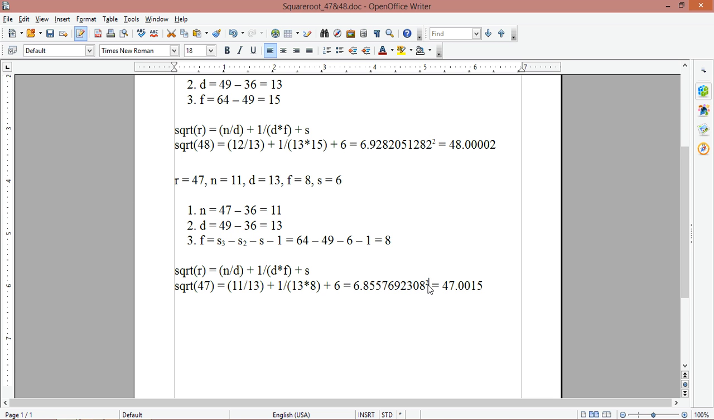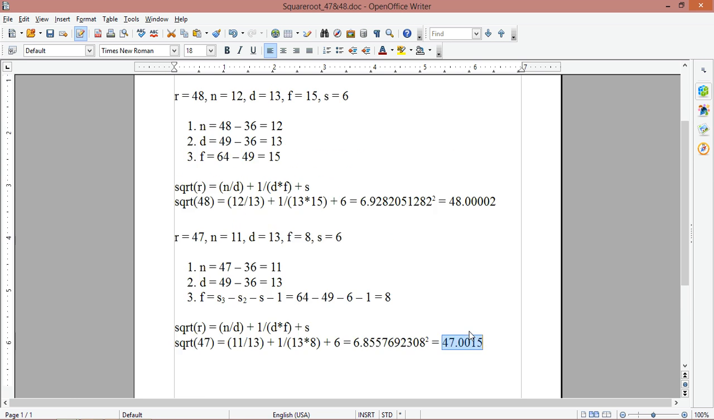Okay, when we square it, or raise the number to the power of 2, or multiply the number by itself, the result is 47.0015. Again, very accurate, works really well. Okay, so that's it, guys. I hope you got something out of that. That is how you get the square root of 47 and 48.